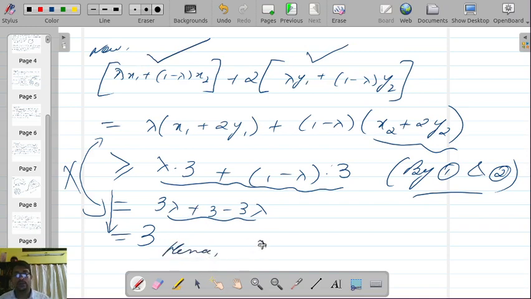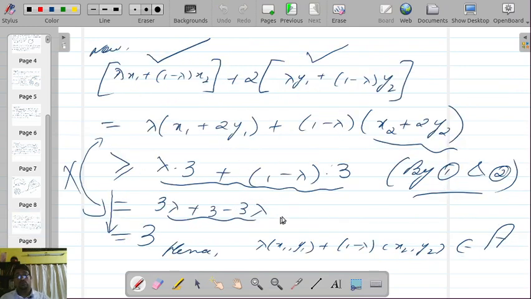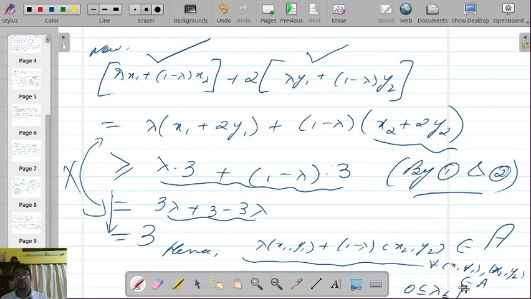this lambda times (x1, y1) plus 1 minus lambda times (x2, y2) belongs to capital A. One thing I forgot to mention, let 0 less than or equal to lambda less than or equal to 1. Under this condition, this belongs to A for all (x1, y1), (x2, y2) inside capital A, and 0 less than or equal to lambda less than or equal to 1. So for everything of that type, this is an element inside A.